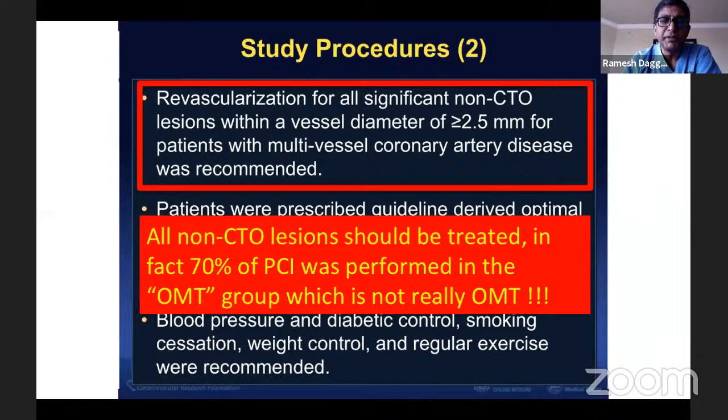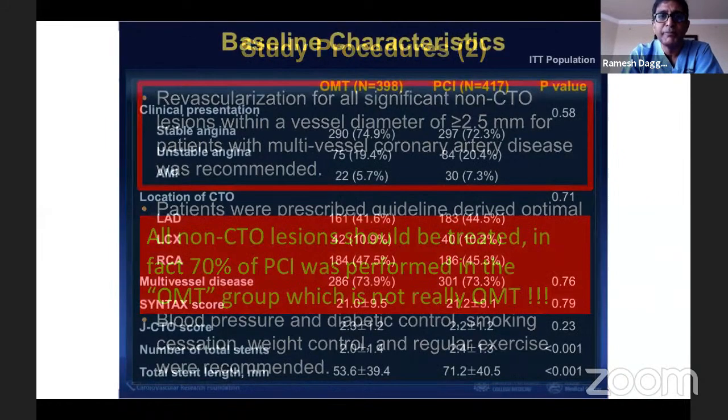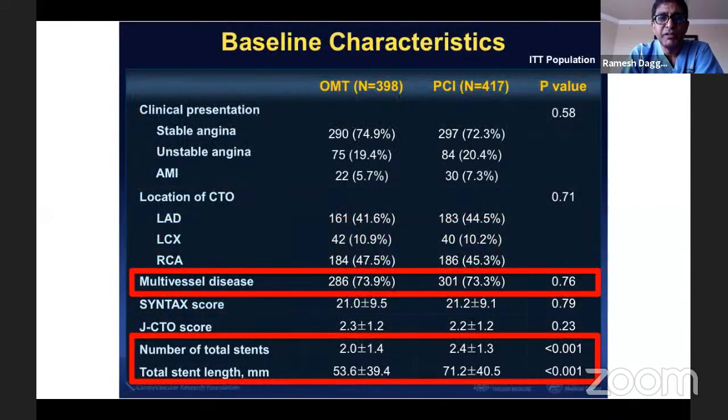In fact, 70% of the PCI was performed in the optimal medical therapy group, which, if you think about it, is not really optimal medical therapy. Multi-vessel disease was seen in about 73% in both arms. The number of total stents used was slightly higher in the PCI group, but nearly an average of 2 stents were used in the optimal medical therapy group. The total stent length is slightly different, but still about 53 millimeters in optimal medical therapy as well.